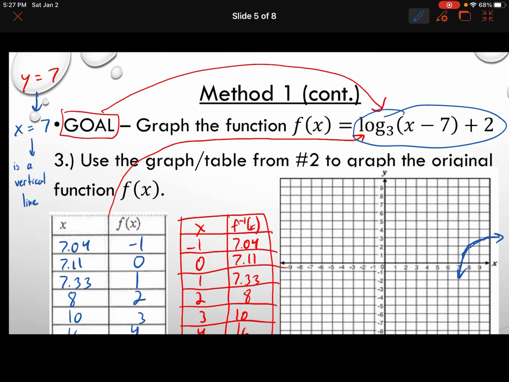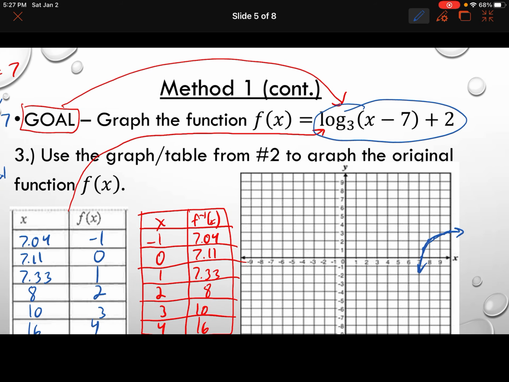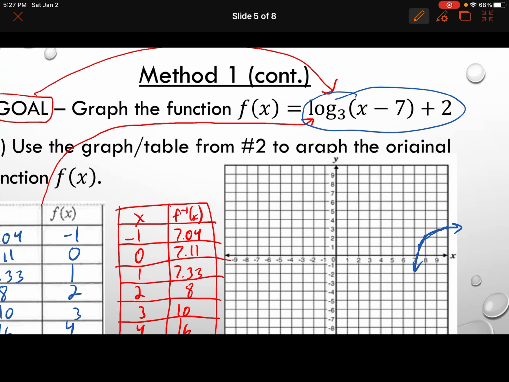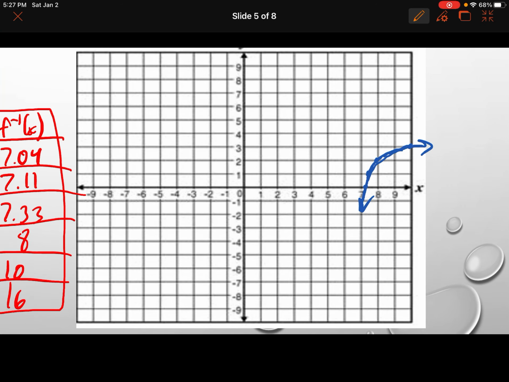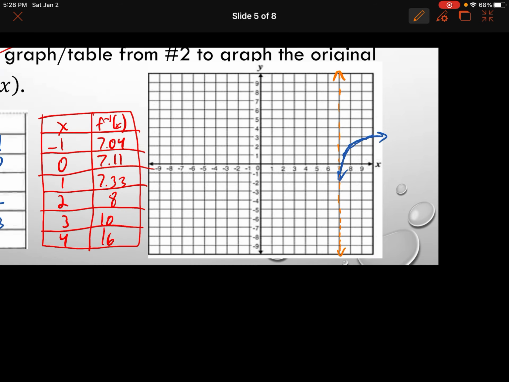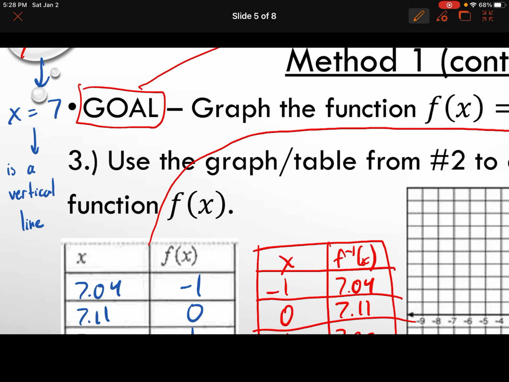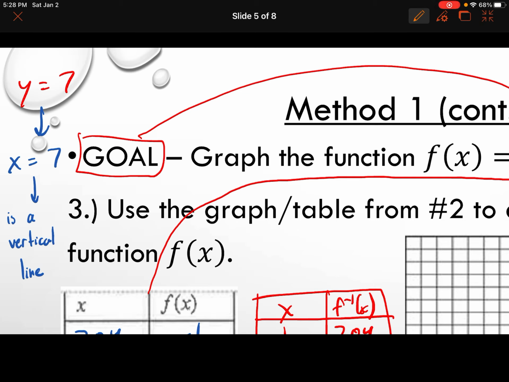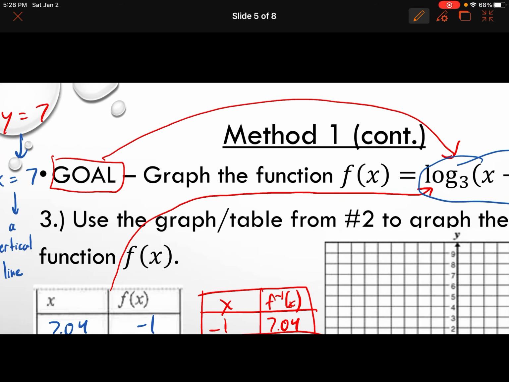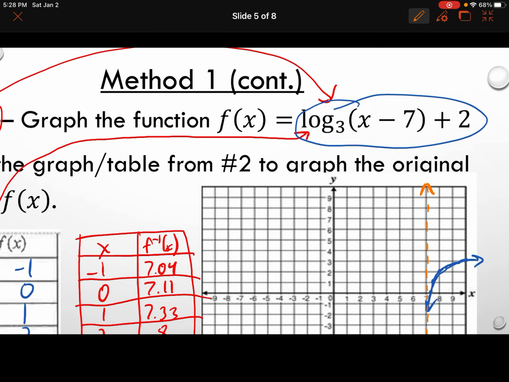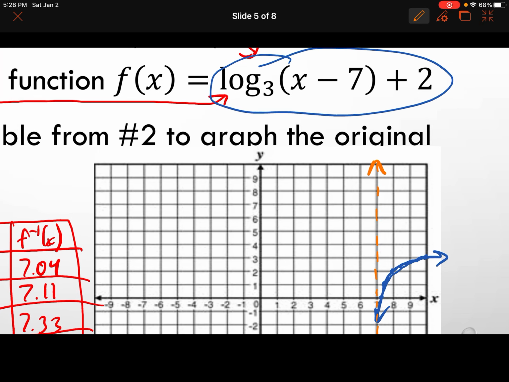We don't have a horizontal asymptote anymore. We have a vertical one. So if I were to draw it now, you're going to have an asymptote at x equals 7. Okay? Because for the inverse, we had y equals 7. So if inverses just switch x's and y's with each other, it becomes x equals 7 now for the original function. And x equals 7, if we were to graph it once again, is a vertical line. It's not a horizontal one anymore. It's a vertical line.